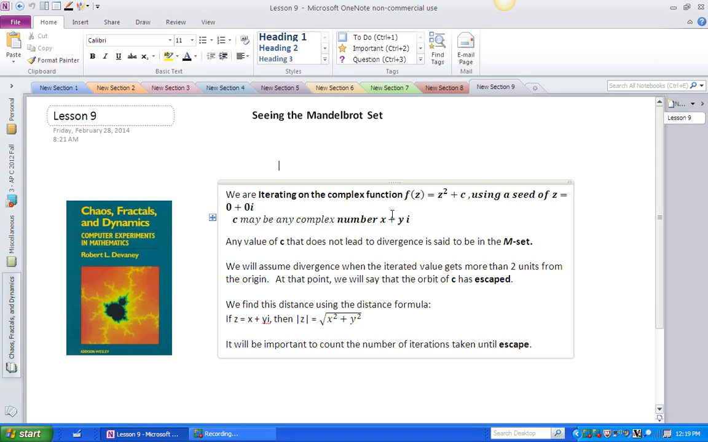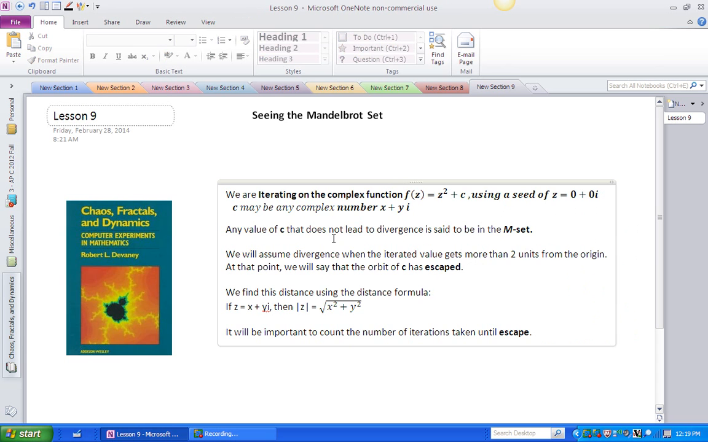And z is the traditional symbol for a complex number. We're still going to use a seed of 0, and the value of c can be any complex number now, not just the real numbers. If we iterate on a certain value c, starting with a seed of 0, and we get divergence, that c is not in the set. Any value of c that does not lead to divergence is going to be in the Mandelbrot set. Anyone that does diverge will not be in the Mandelbrot set. So if it stays close, if it doesn't go off to infinity, it's in.